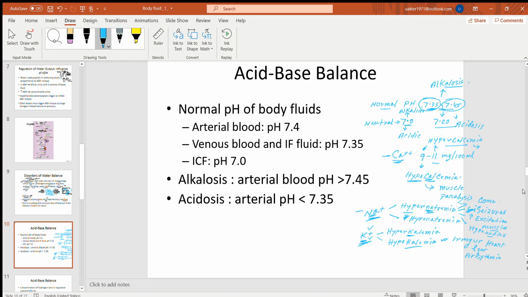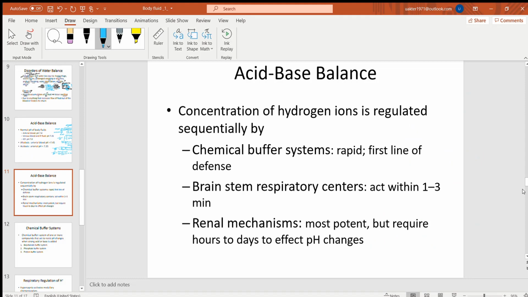Okay, now acid base balance. In your body you have buffers. Buffers regulate the pH in the body. So buffers are, remember, mixtures of chemicals, not a single chemical, mixtures of chemicals, and that regulate the pH.